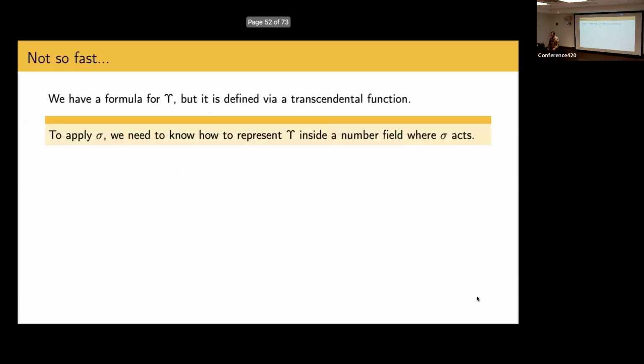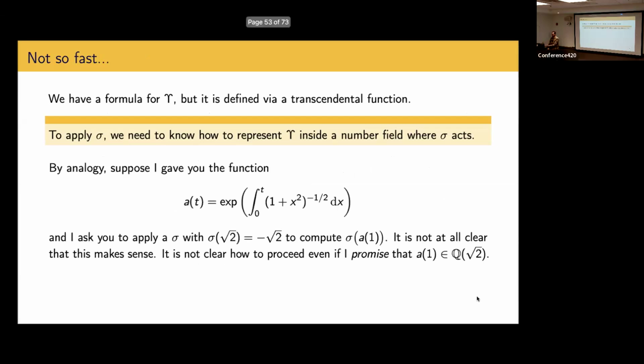And here's why. To apply sigma, we actually need to know epsilon not from this formula that I gave you, but we need to know what it looks like as an actual element of this number field. Okay, and to illustrate why this is important, I'll give you a very similar looking formula. So suppose I give you this function of t, a of t. This is generally a transcendental function, okay? It's an exponential of some integral, much like this simplified formula that I gave you before.